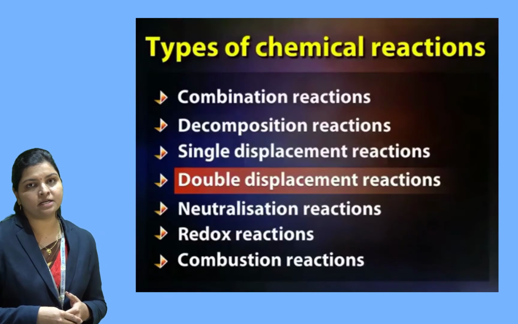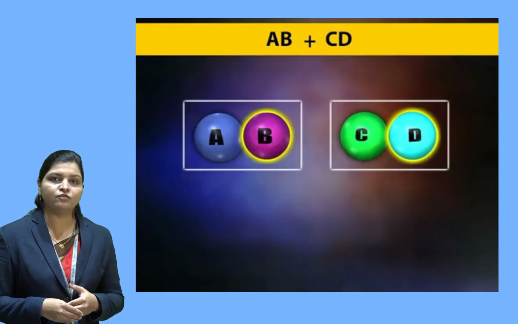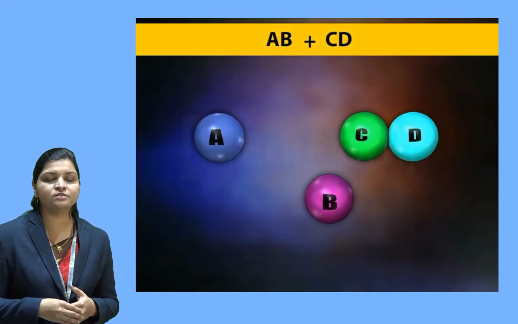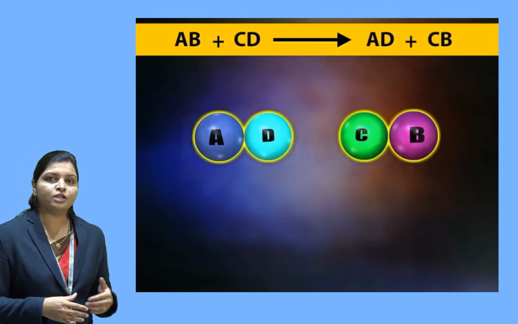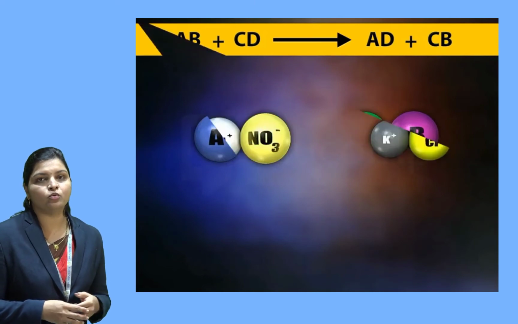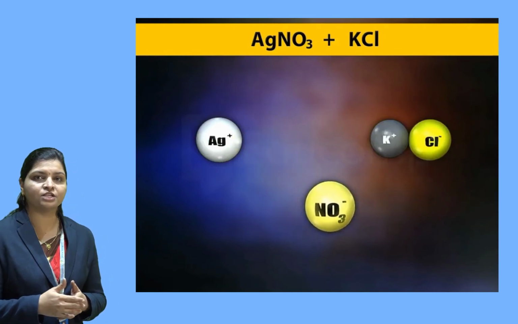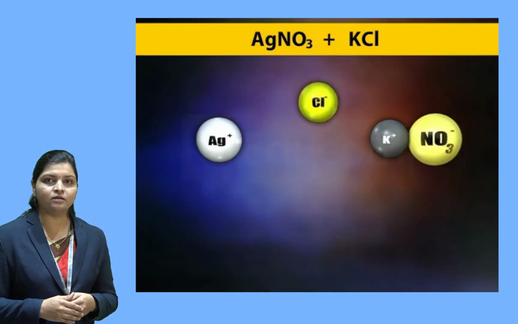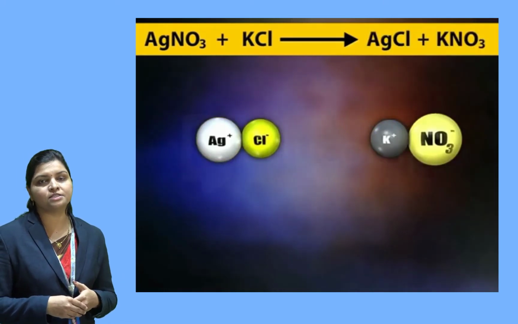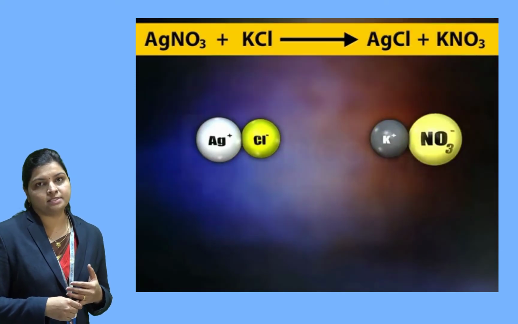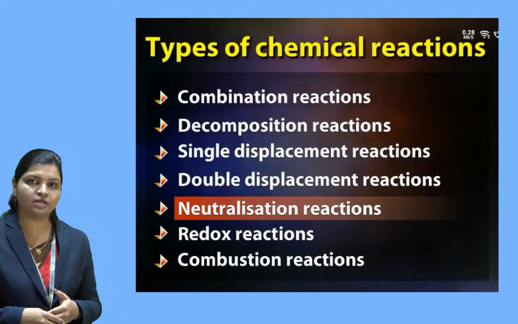Next, double displacement reaction. A double displacement reaction is a type of chemical reaction in which two compounds exchange their constituent ions to form new products. For example, silver nitrate and potassium chloride mutually exchange their constituent ions to form silver chloride and potassium nitrate.